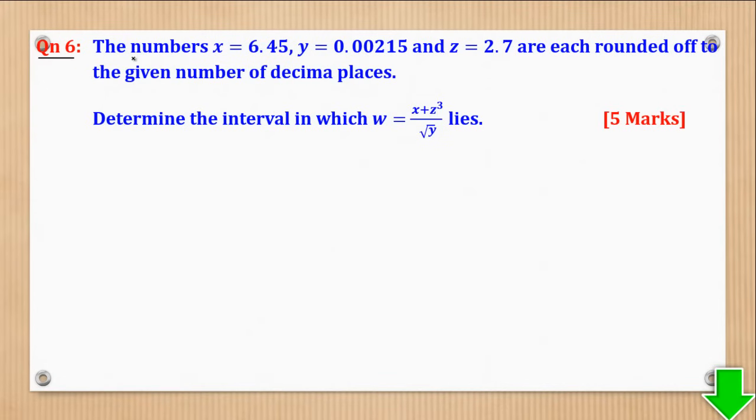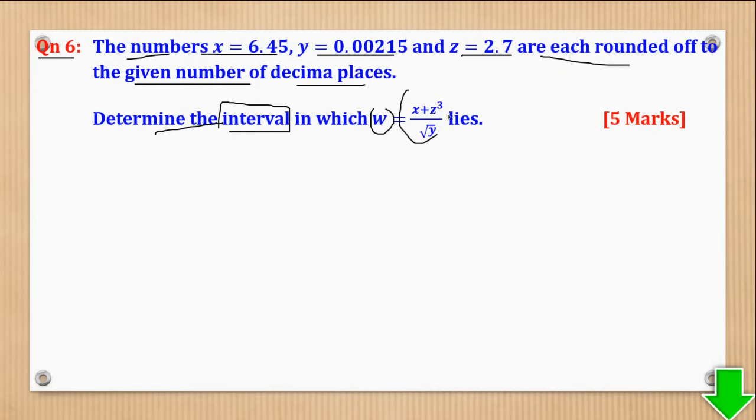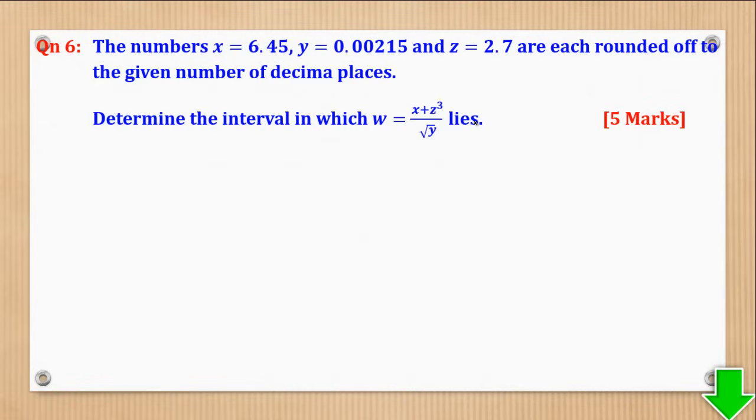So now we shall go to question 6. Question 6 came from Numerical Methods under the topic of errors. The question says the numbers x, which is 6.45, y, which is 0.00215, and z, which is 2.7, are rounded off to the given number of decimal places. Determine the interval, the keyword here is interval, in which w, which is equal to this, given by that, lies. So interval means we get the maximum and minimum and put them in a box bracket.